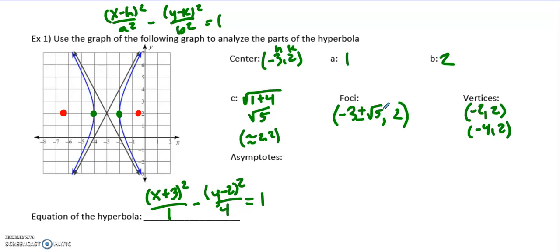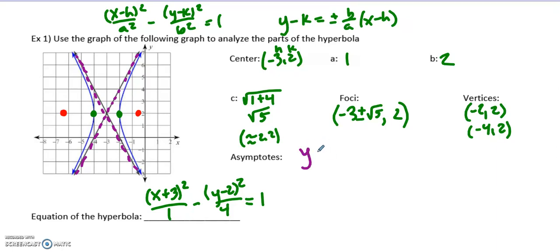And the last thing I have to do is the asymptotes. You could try to figure them out using slope-intercept or whatever you want. You can also go back and remember that I gave you y minus k equals plus or minus b over a times x minus h. And we'll just plug everything into that. So my asymptotes, I'm going to do this here in purple. That guy and that guy. Take all the information I have.